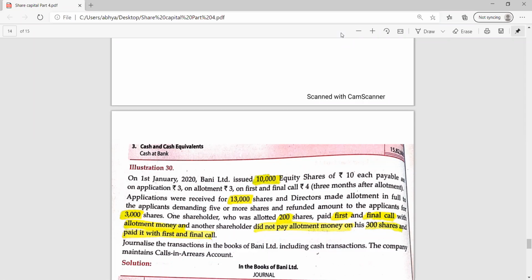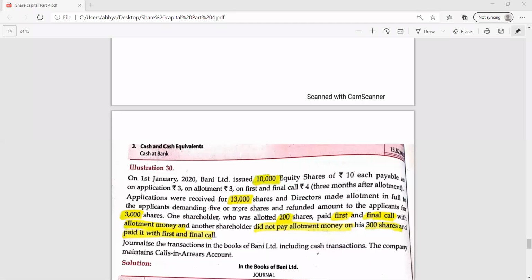The issue is in installments: application money 3, allotment 3, then first and final call 4, which will be made 3 months after allotment. Applications were received for 13,000. So please tell me, is this a case of oversubscription, undersubscription, or full subscription? When reading the question, you have to find out all these things in your mind. Yes, it's a question of oversubscription. 10,000 issued and 13,000 received. So now we have to analyze what treatment is done for the excess 3,000 shares.